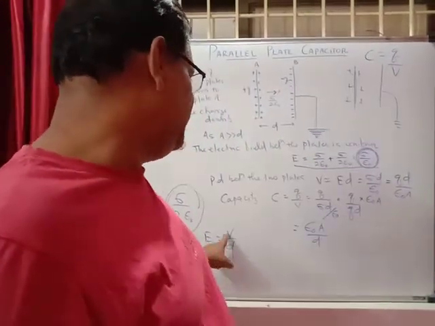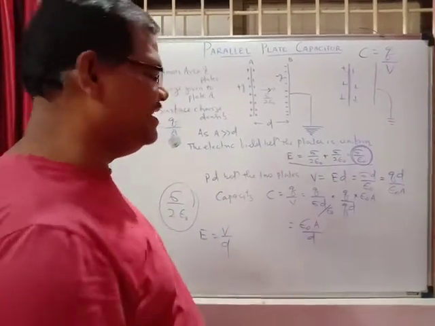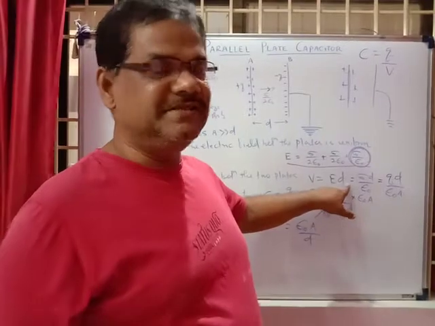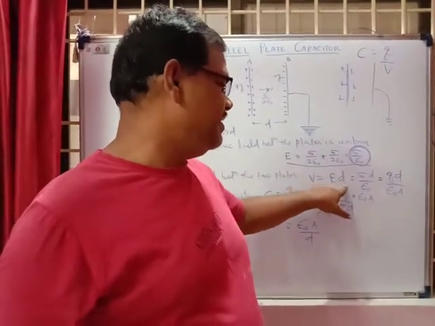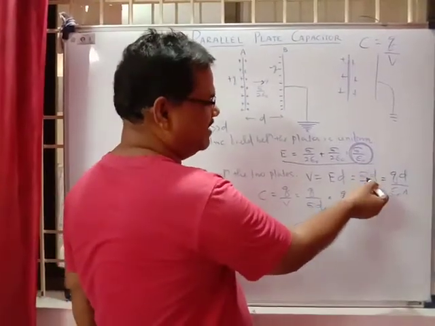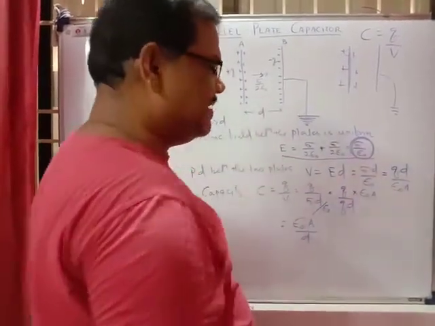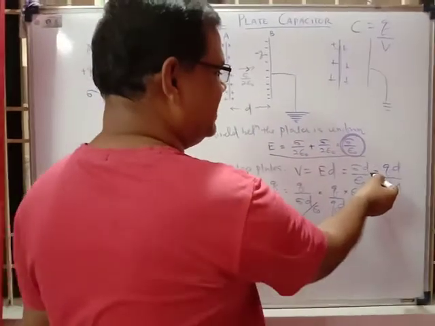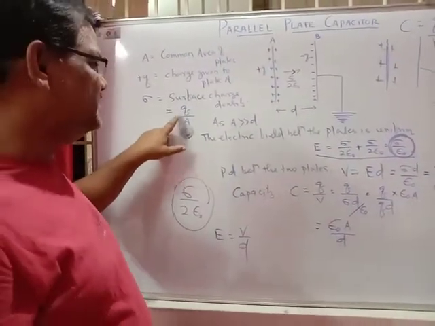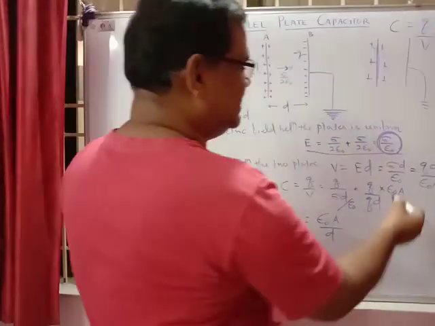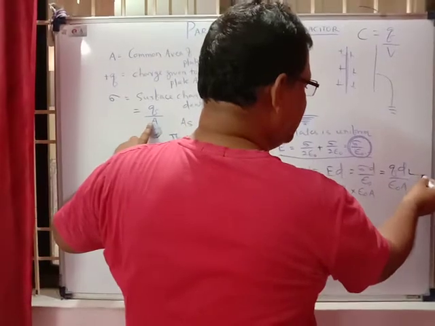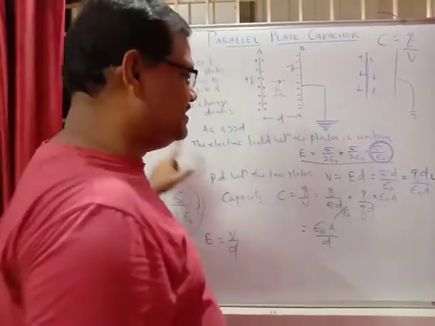So E equal to V upon D, or V equal to ED. The potential difference between the two plates is equal to E into D. V equal to E into D. What is the value of E? E equal to sigma upon epsilon naught, and that is multiplied by D. And you know sigma equal to Q upon A, charge per surface area. So V equals Q D upon epsilon naught A.